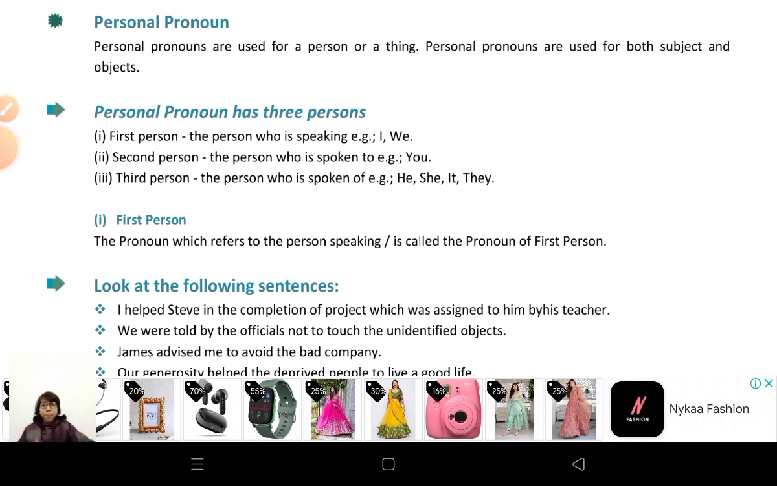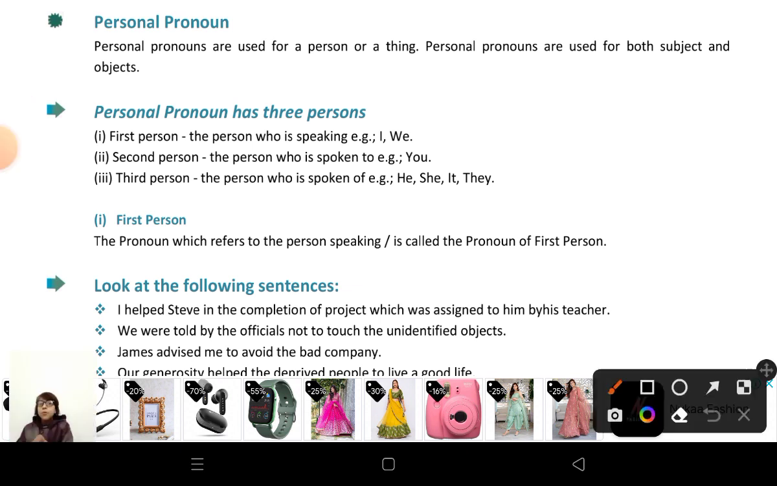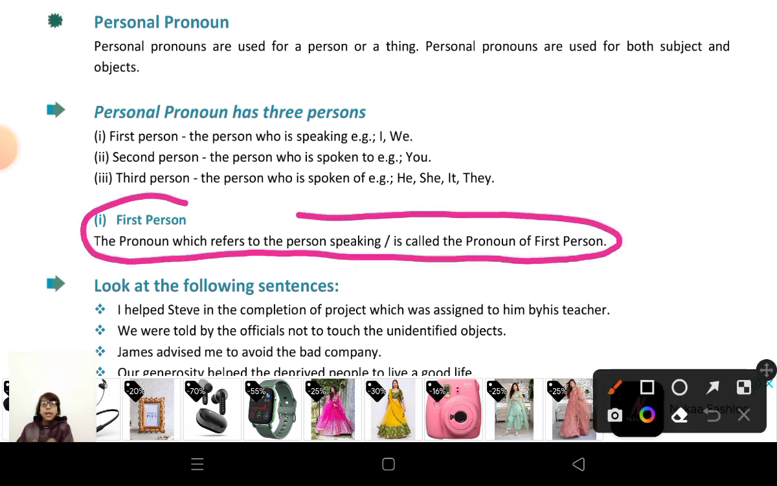समझ में आया? Okay. First person, the pronoun which refers to the person speaking is called the pronoun of first person. जो बोल रहा है, like I am the speaker. मैं क्या बोलूँगी खुद को, मतलब मैं कौन होंगी? I will be the pronoun of first person.